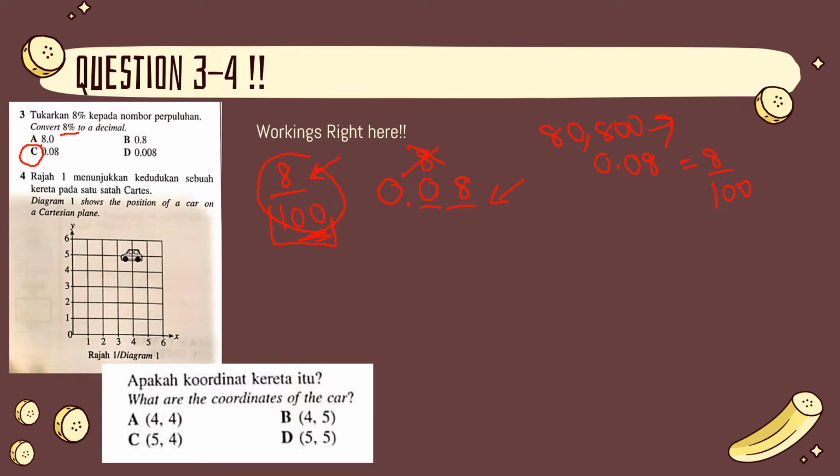Now let's go to question 4. Diagram 1 shows the position of a car on a Cartesian plane. What are the coordinates of the car? First we have to focus on the x-axis, then the y-axis. The x-axis shows 4 and the y-axis shows 5, which means the coordinates are (4, 5). So the answer is automatically B. That's all. We are done with question 3 and 4. Let's go to question 5 and 6.